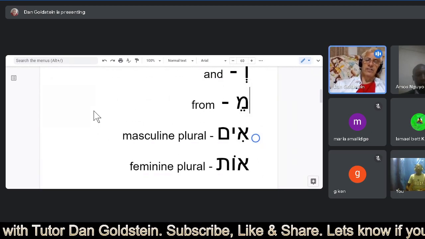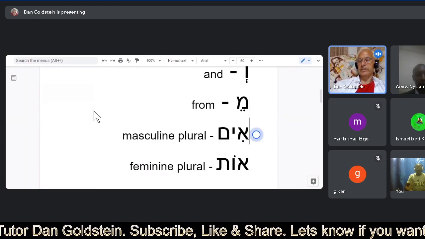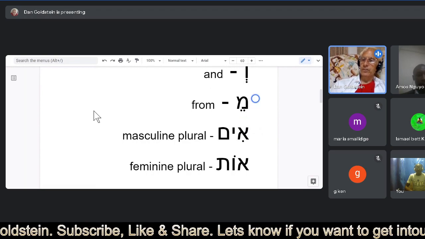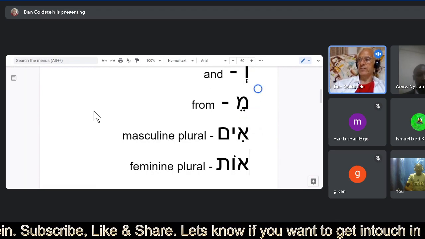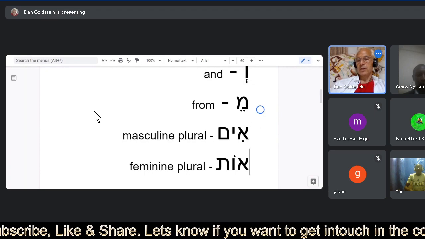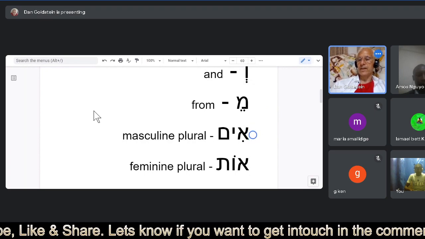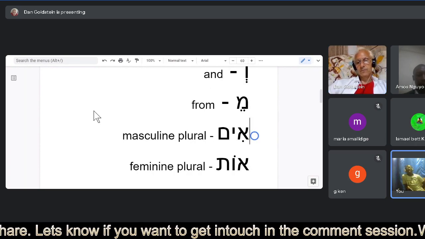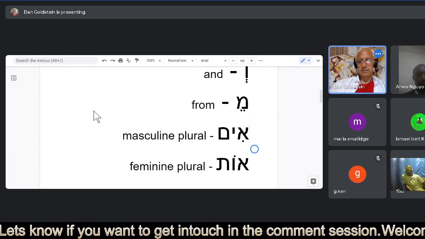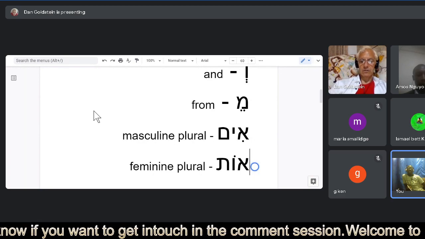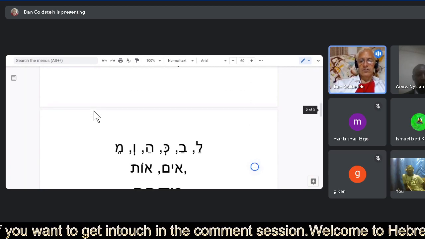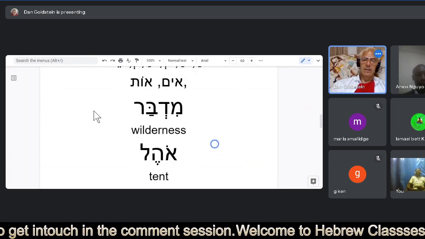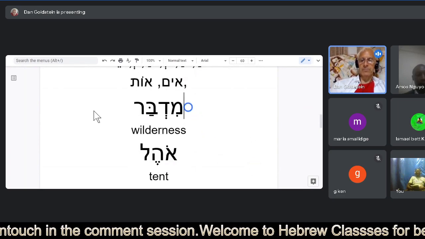And now we have instances of the plural, both in the masculine and the feminine. These would be the endings. All of these that we've just reviewed with Joseph are prefixes. They go at the beginnings of words. These two plural forms are at the ends of words. For men it is im, for female it is ot. Nice. So some of the words we're going to come across in our scriptural verse today are coming up next.